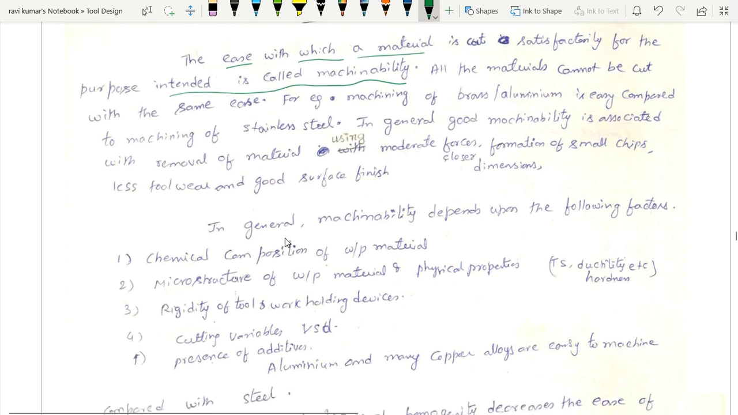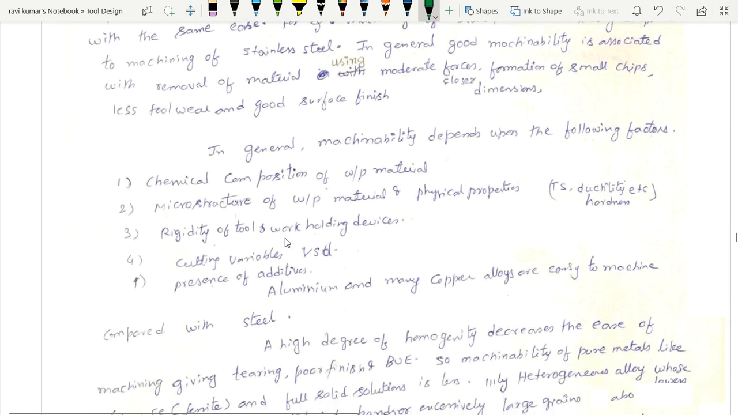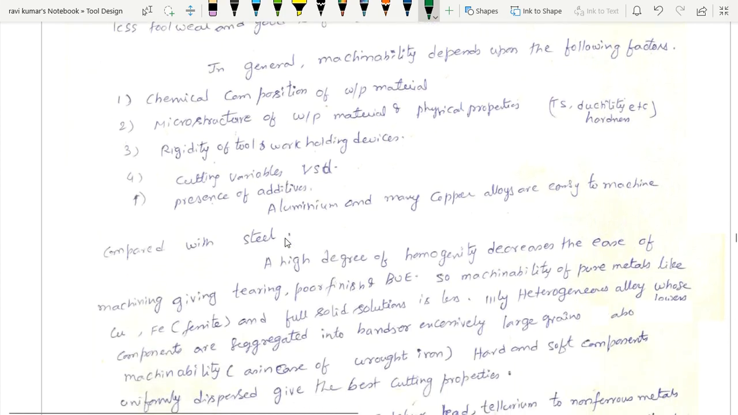If we talk about the factors which affect the machinability, the common factors are chemical composition of the work material, microstructure of the workpiece material and its physical properties, rigidity of the machine tool as well as cutting tool. Next, speed, feed, depth of cut such as cutting variables, and presence of additives inside the work material.